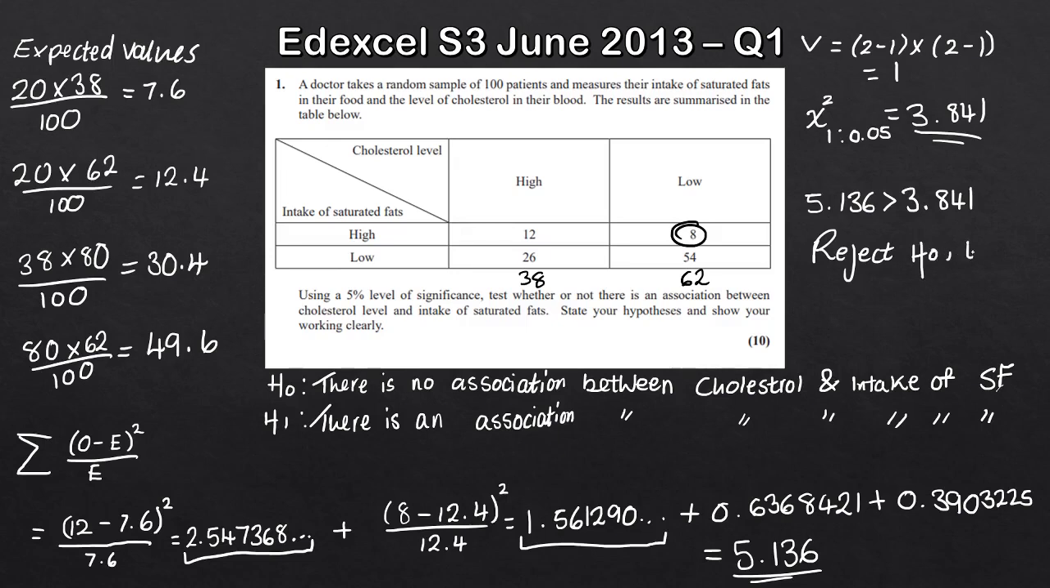What we say then is that there is an association. And I'm more than likely going to run out of room to do this, so basically I'm just going to abbreviate this. So there is an association between capital C, which is cholesterol, and intake of SF, so saturated fats there. Okay, and that's our conclusion here.